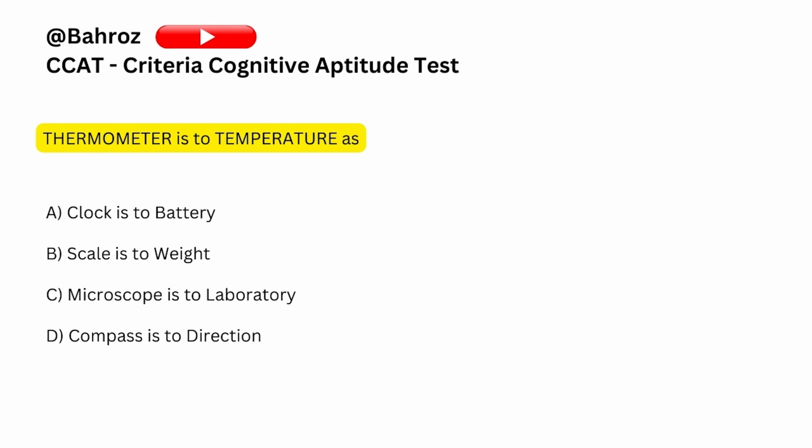This one is the closest and it will catch people. A compass does relate to direction, but it does not measure direction the way a thermometer measures temperature. A compass shows you which way is north. It does not give you a unit of measurement for direction. Scale, giving you kilograms for weight, is much closer to thermometer, giving you degrees for temperature.